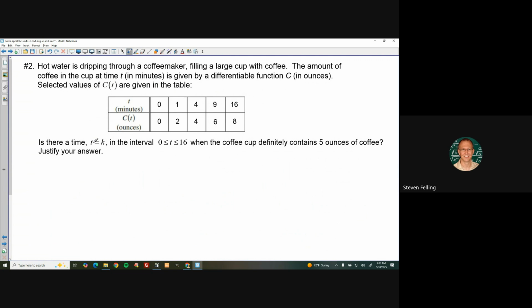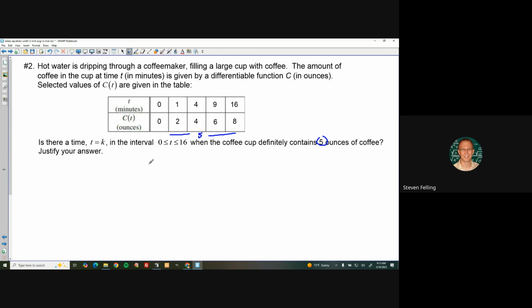AP could ask a question like this: is there a time t equals k in the interval between 0 and 16 when the coffee cup definitely contains 5 ounces of coffee? Right? And if you look at the output values, there is, because between 0 and 16, this 5 does appear between 0 and 8, right? The output values are 0 and 8, so there has to be some time in here where this produces that.